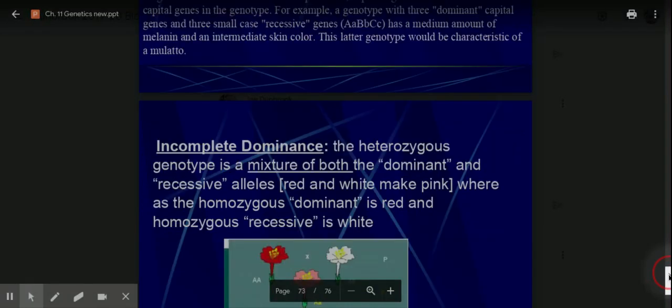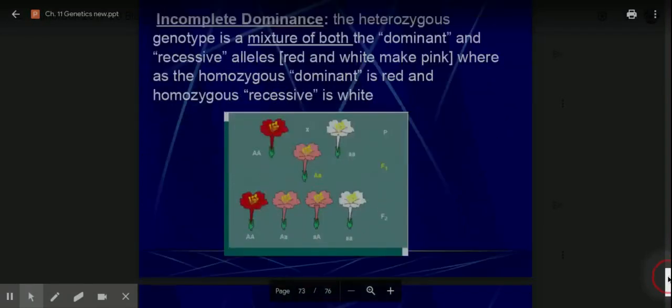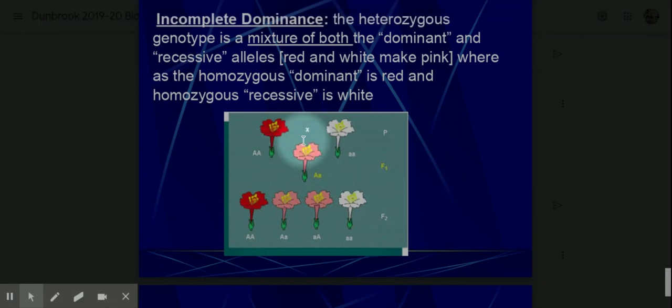All right, last thing here: incomplete dominance, and we're going to talk about codominance as well, and we're done here, guys. Incomplete dominance: the heterozygous genotype is a mixture of both the dominant and the recessive alleles. Sometimes you'll see this as dominant and recessive. Sometimes you'll see this where they're both actually capitalized letters.